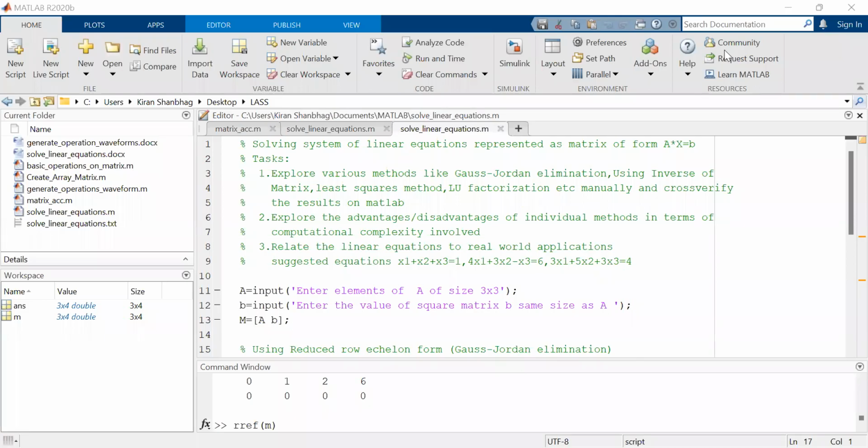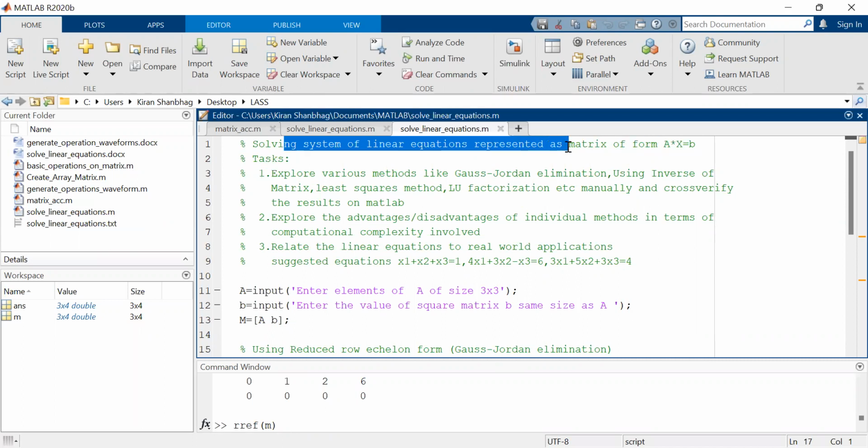Hello everyone. So today, yet another BSP program. The program is solving a system of linear equations represented as a matrix of the form Ax = B. So this is the thing which we want to do.